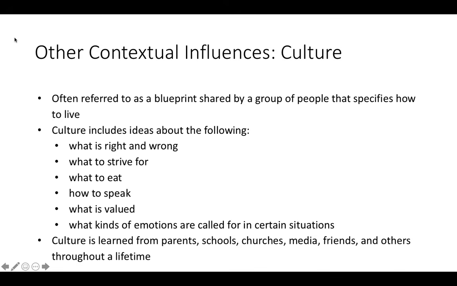Okay, so another contextual influence includes your culture. So often referred to as a blueprint shared by a group of people that specifies how to live. So what I mean by this is culture includes the ideas about the following: what is right versus wrong, what to strive for, what to eat, how to speak, what is valued, what kinds of emotions are called for in certain situations. Culture is learned from parents, schools, churches, media, friends, and others throughout a lifetime.